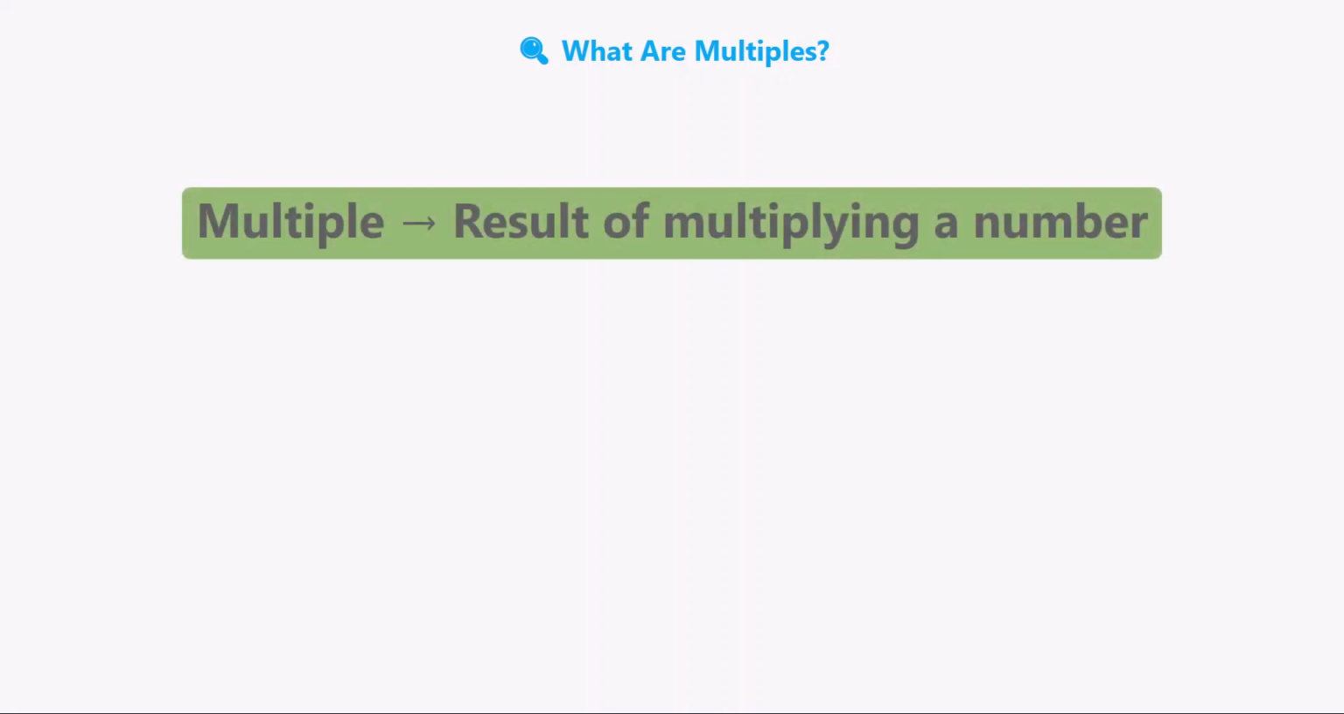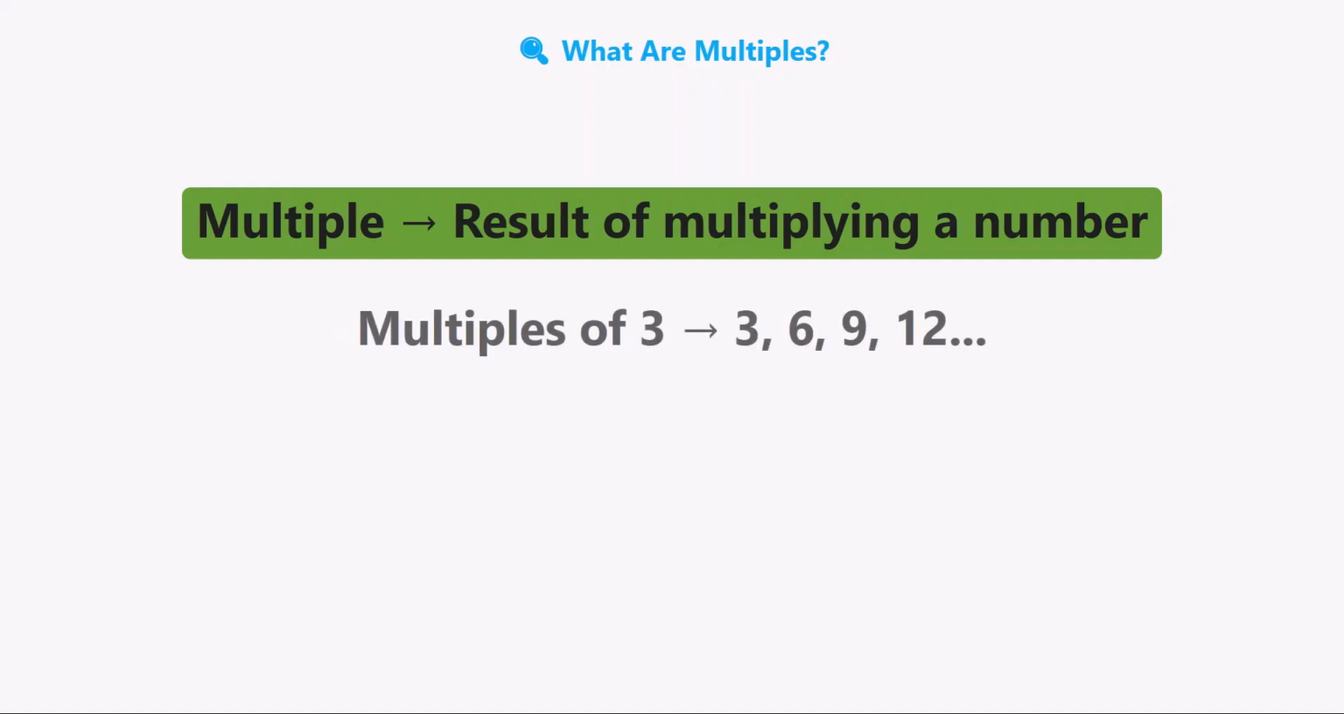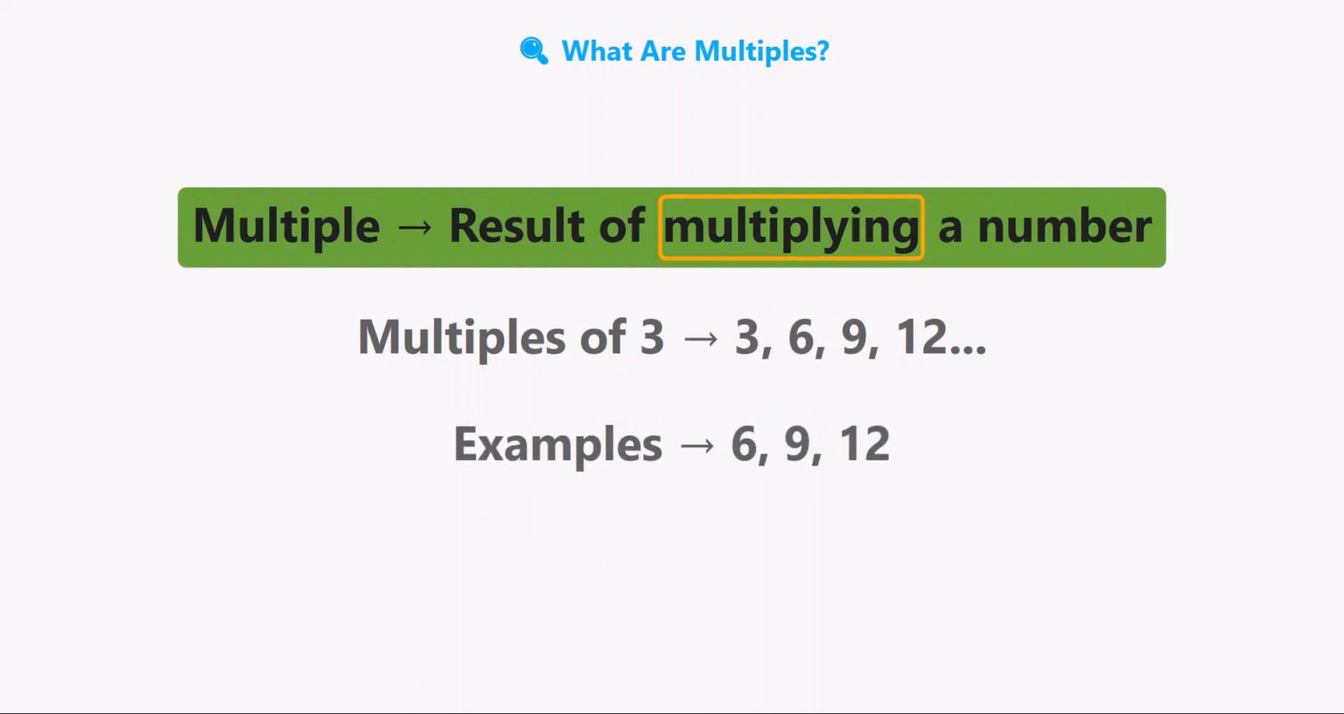A multiple is a number you get when you multiply a given number by 1, 2, 3, or any whole number. For example, the multiples of 3 are the numbers we get when we do 3 times 1, 3 times 2, 3 times 3, and so on. So 6, 9, and 12 are all multiples of 3 because they come from multiplying 3 by whole numbers. Great. Now let's list some multiples to make the idea even clearer.